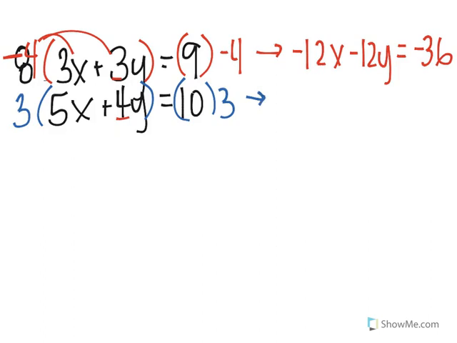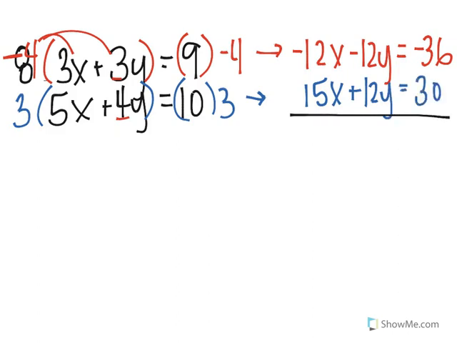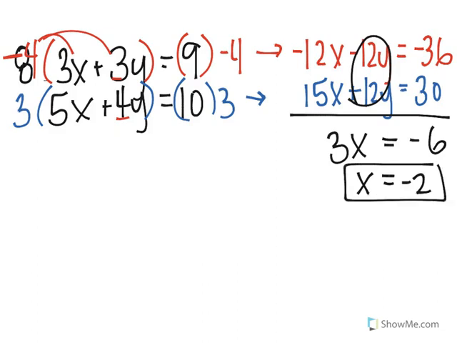And for that second equation, I have 15x plus 12y. And that's equal to 30. And then I would go ahead and just combine. So -12x plus 15x, I'm left with 3x plus 0, because that cancels out, equals -6. So if I divide by 3 on both sides, x becomes -2. And then I just choose one of these to plug it into. And remember, I'm replacing that x with -2.